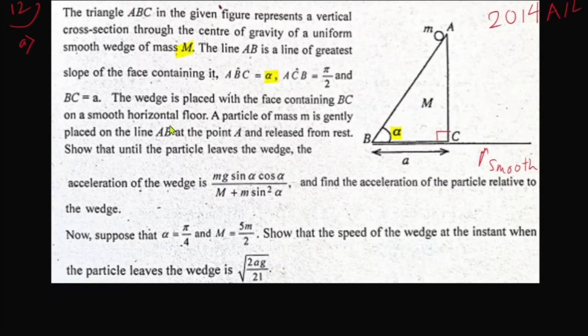A particle of mass small m is placed gently on the line AB at A and released from rest. It's initially released from rest. Show that until the particle leaves the wedge, the acceleration of the wedge is this much. Simply what they're saying is, until the particle is in contact with the wedge, show that the acceleration of the wedge is this much. So first of all, let us find that.